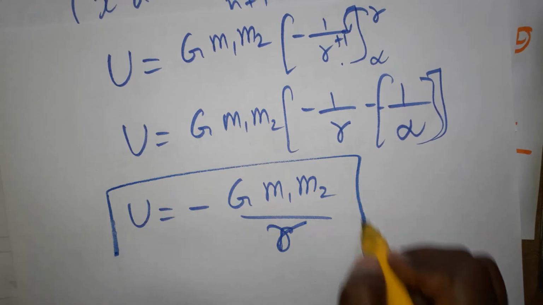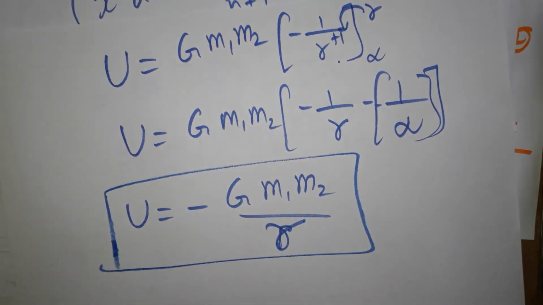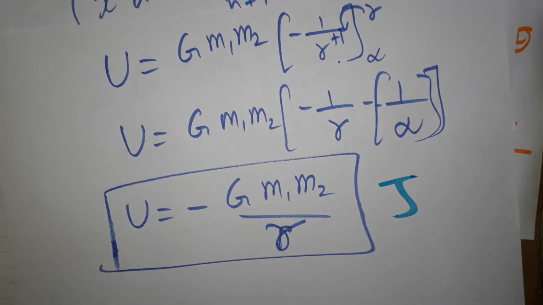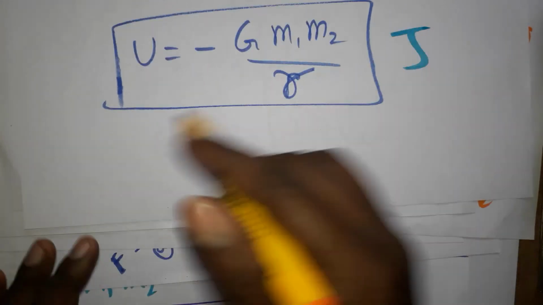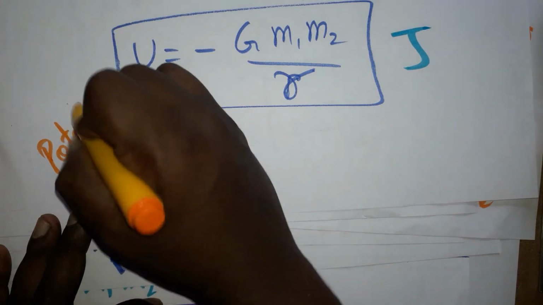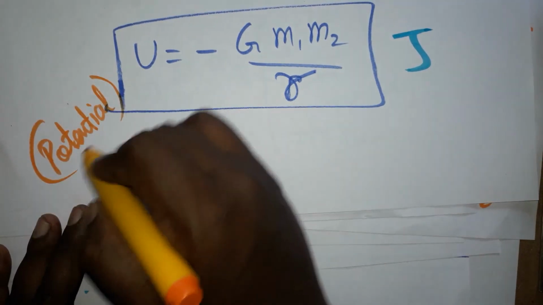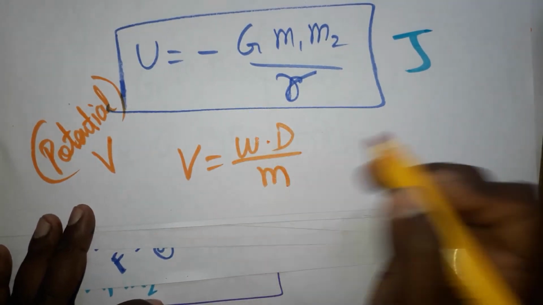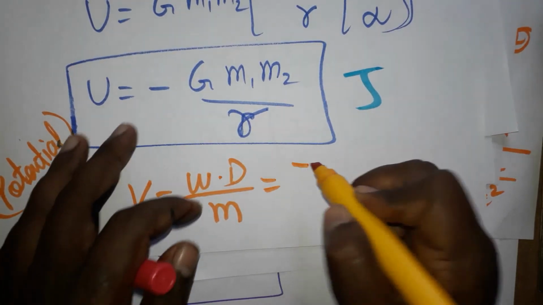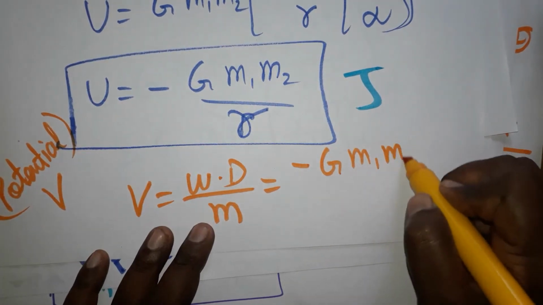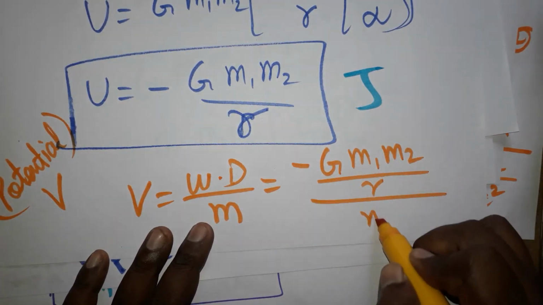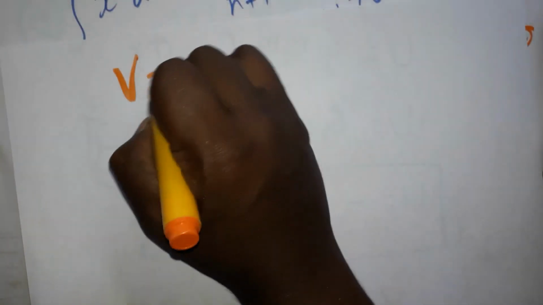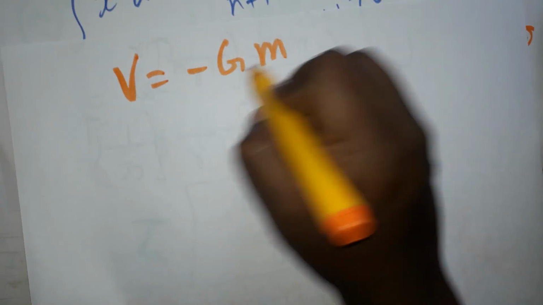So this is the gravitational potential energy. The unit will be joules only, because it is an energy. Next thing, gravitational potential. The unit of potential is the volt. Potential is equal to work done by mass in a gravitational field. Work done is minus G m1 m2 divided by r, divided by m. It's a test mass only, which gets cancelled. So gravitational potential is equal to minus G m divided by r.